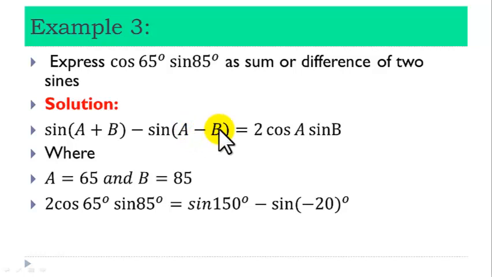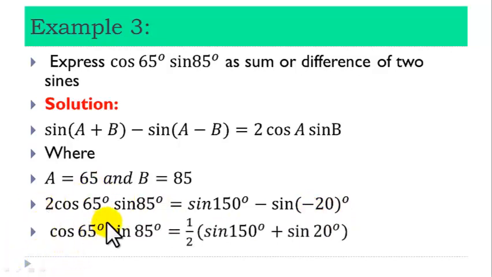65 minus 85 will give us minus 20, so that will give us sin 150 degrees minus sin minus 20 degrees. If we divide both sides of this equation by 2, that will give us cos 65 degrees sin 85 degrees is equal to 1 over 2 into sin 150 degrees plus sin 20 degrees, since sin minus 20 is minus sin 20, so that minus will change this one to plus.